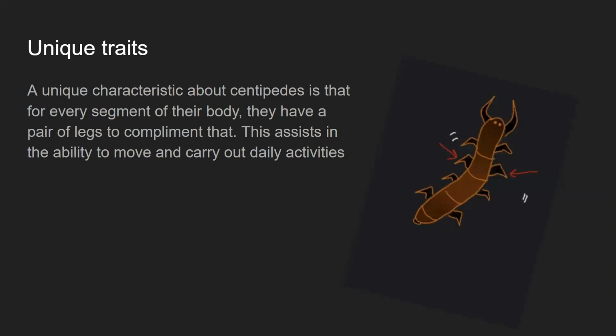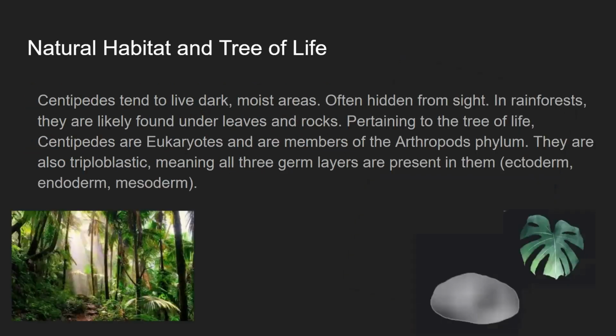Some unique traits, and I'll go further into detail about this later on in the presentation, is that for every segment they have on their body, they have two legs to complement that segment. So on the right, you can see I've drawn a small image of a centipede. I've drawn their horns, their eyes, their legs, and most importantly, their segments. And you can see each segment has two legs, and I indicated that with the red arrows.